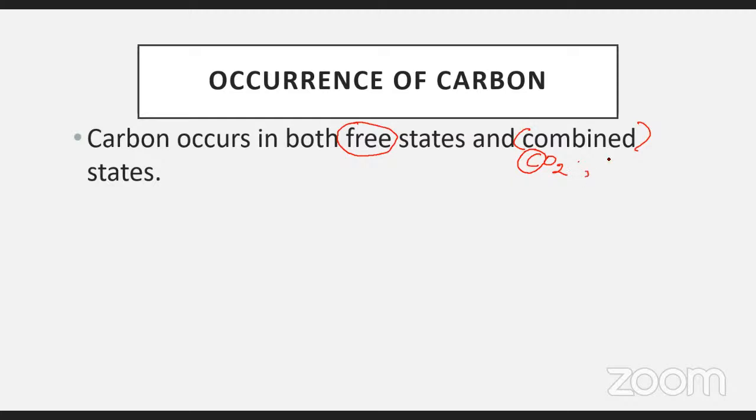Or if I have, let's say, calcium carbonate, here carbon is found in a combined state, because it is combined within calcium carbonate. It is within a compound. So there we say it is in a combined state. And then when we go back to free state, that is where it is just alone. We find carbon alone without any other substance.